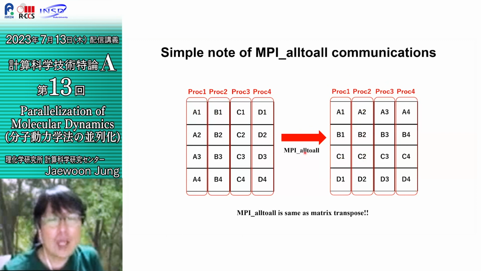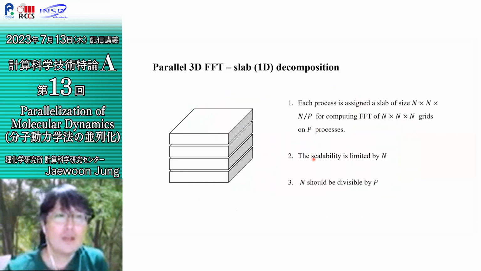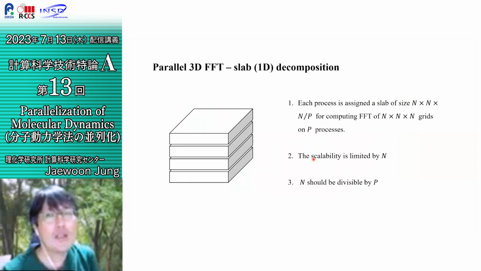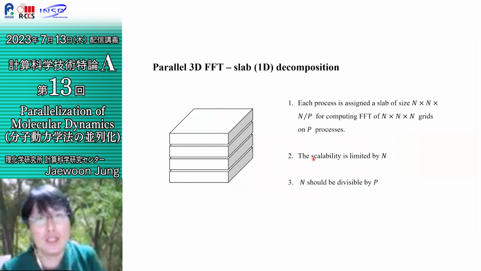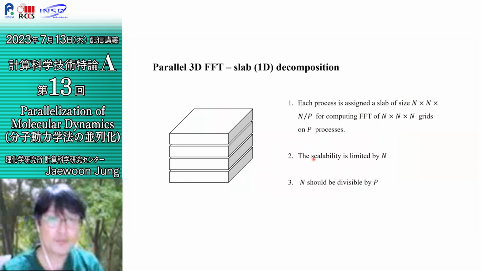So this MPI all-to-all is the same as matrix transpose. And in reciprocal space electrostatic calculation, we are making use of this MPI all-to-all. The first parallelization of FFT is slab decomposition.